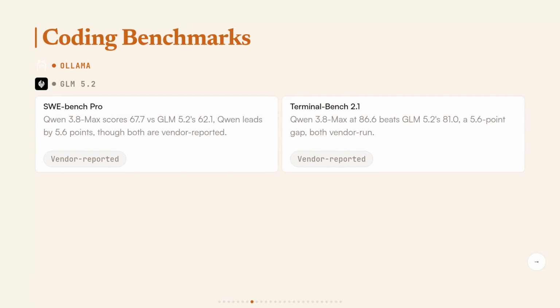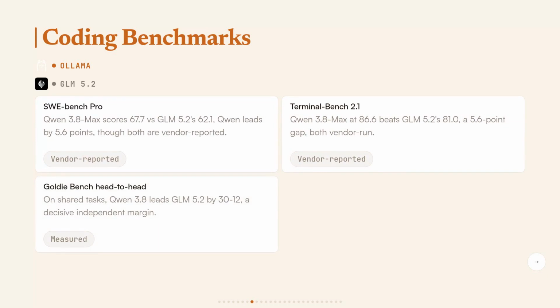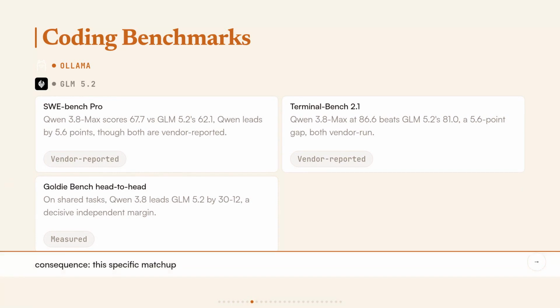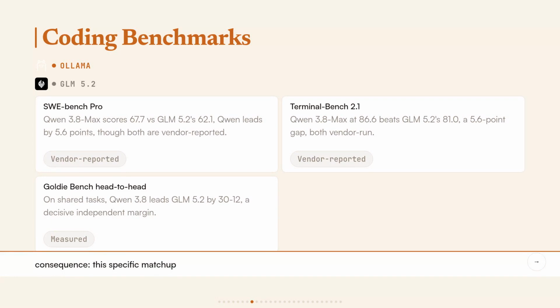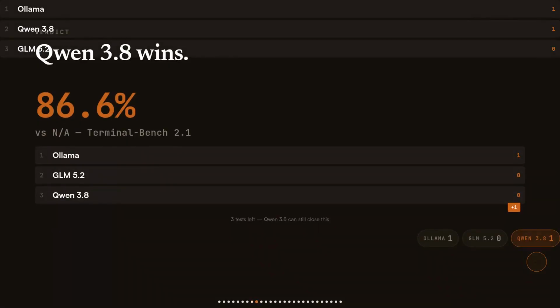That independent backup exists though, and it's the number that actually settles this test. On Goldie Bench's head-to-head matchup, a measured, independent comparison, Qwen 3.8 beats GLM 5.2 by 30 wins to 12. That's not a rounding difference. Qwen 3.8 wins coding. Worth noting, for context, GLM 5.2 still beats GPT 5.5 on SWE Bench Pro, 62.1 versus 58.6, so it's not getting embarrassed here. It's just losing to the model in this specific matchup. That's a decisive margin from a source with nothing to sell you.